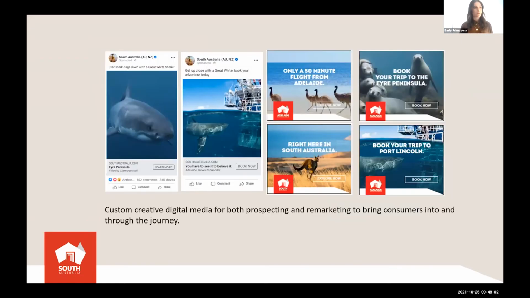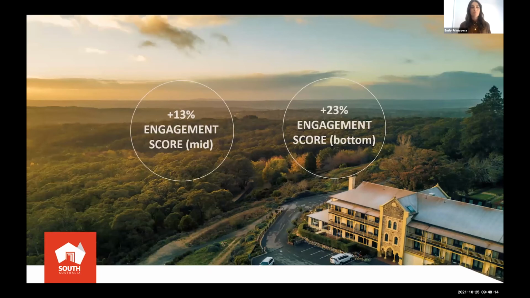We also then served custom creative all around the journey to pull people through the funnel, from top, mid and bottom, with prospecting and retargeting across multiple channels. So despite running this through a period where we had on and off border closures, lockdowns, etc., we actually saw that our engagement on site, so that engagement score, increased by 13% just in the mid funnel. And then in the bottom of the funnel, not only were we driving leads, but we were also seeing engagement. So people engaging with all that content across our site increased by 23%.